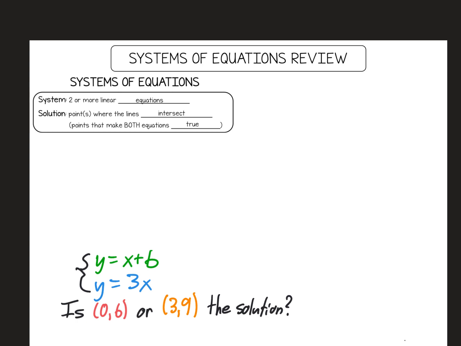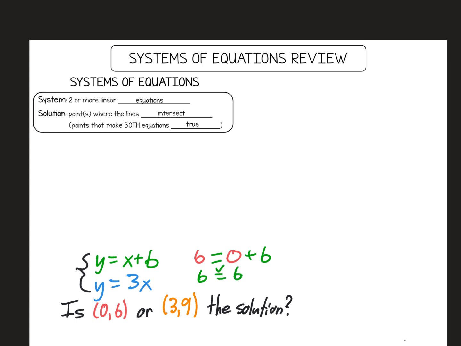Let's start with the point (0, 6). Plug the point into the first equation. 6 equals 0 plus 6. Is this true? Well, 0 plus 6 is 6, so we have 6 equals 6, and yes, this is true.